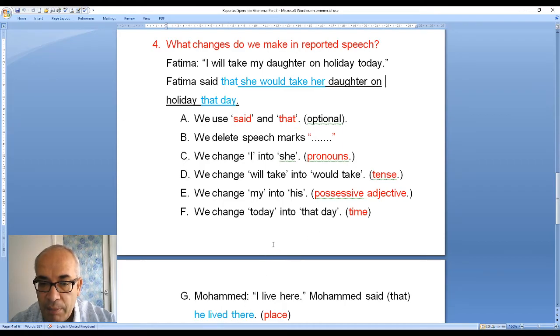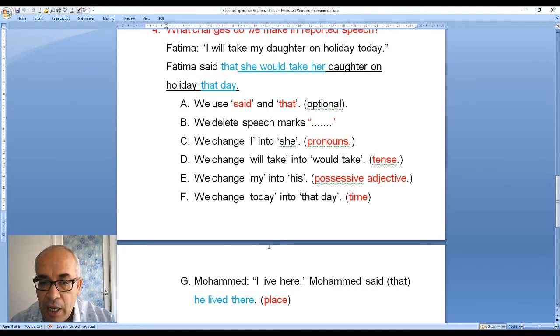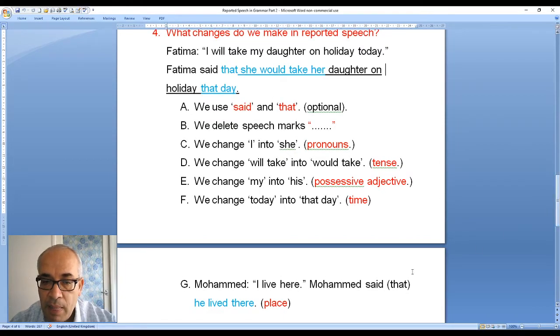And again, if you look at number G, if Muhammad said, I live here, this is a different sentence, but I have to add it. I have to give you the full explanation. Muhammad, I live here. Muhammad said that he lived there. So I change here into there. Of course, I change Muhammad into he. I change live into lived. So live is present, I make it past. Here, I change it into there. That is optional. I explained this before, and we use said.